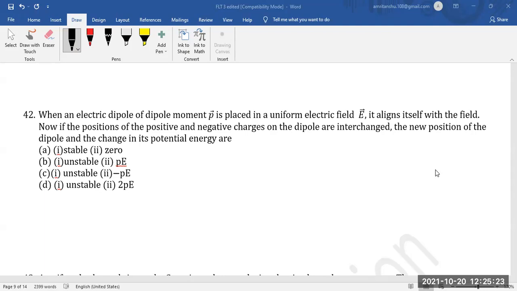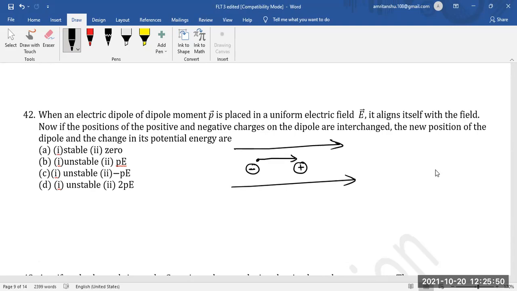So an electric dipole of moment P is placed in a uniform electric field E. It aligns itself with the field. So basically, if P is our dipole moment, let's say this is the direction of the dipole moment, from minus to plus, and if we have an electric field, this will always align itself in the direction of the electric field.